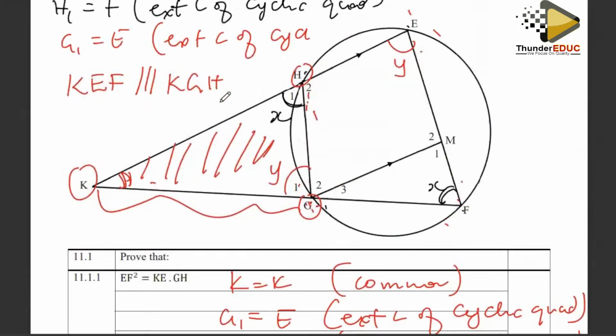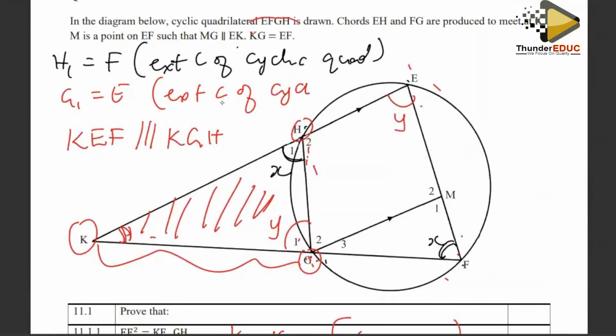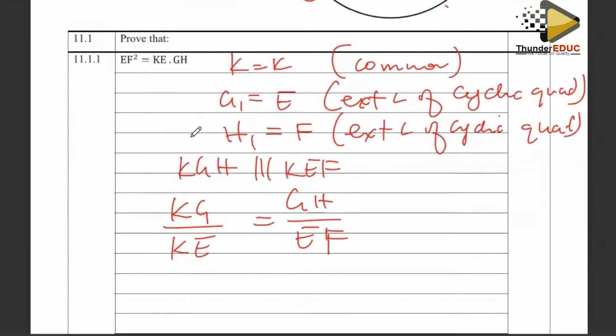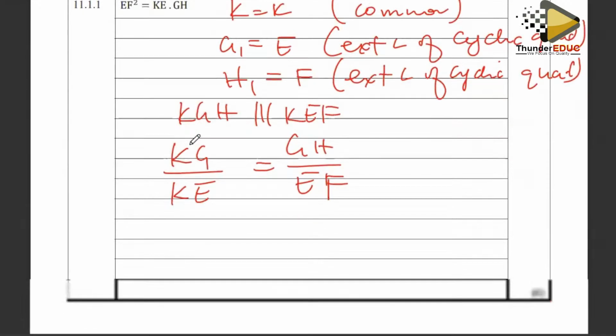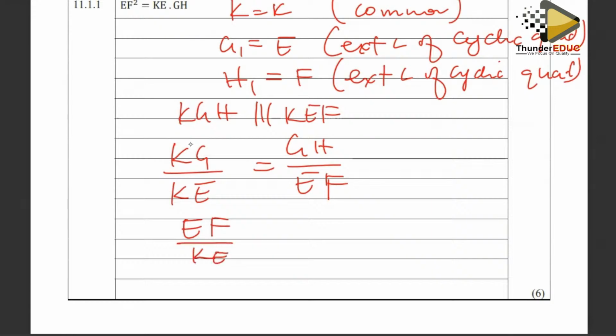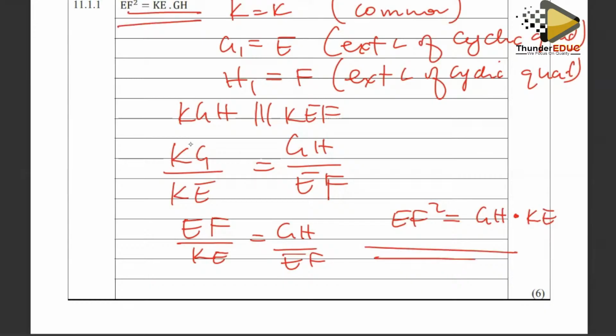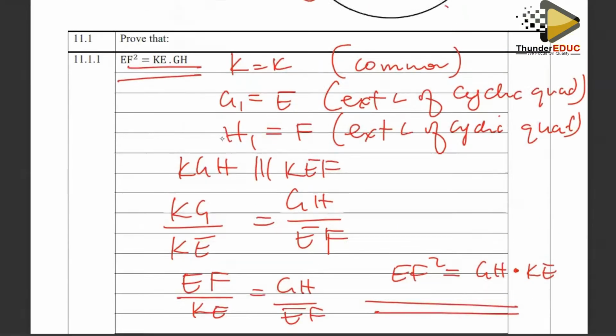Okay, what was the question asking for? EF. But the question also told us that KG is the same as EF. So where there is KG, we can put an EF. So meaning that we have EF over KE is equivalent to GH over EF. Cross multiply, we have EF squared is equivalent to GH multiplied by KE. So I think that is what the question has, and that is how we would have obtained the 6 marks. So start by proving these two triangles. Reason is going to be angle, angle, and then angle.